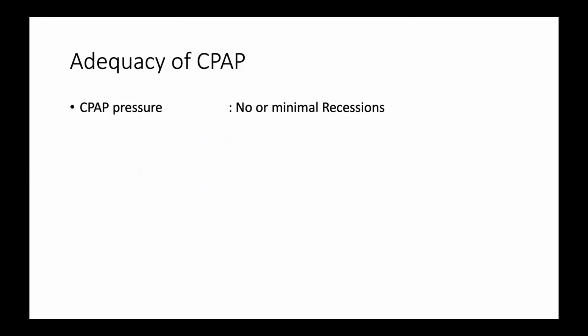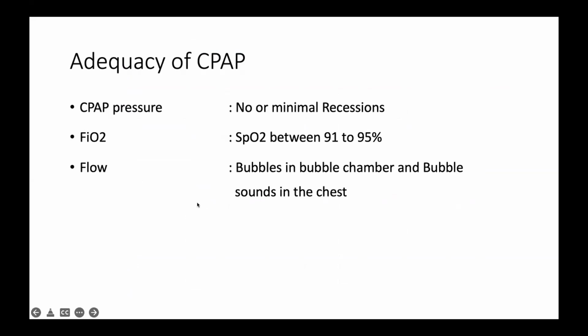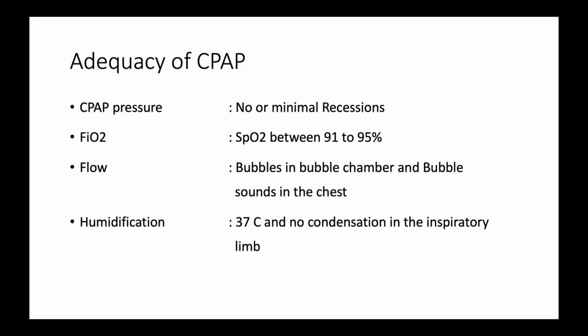How do we know that we are giving adequate CPAP? If the pressure is adequate, there will be minimal or no retractions. If the FiO2 is adequate, the saturations will be between 91–95%. And if the flow is adequate, there will be bubbles in the bubble chamber and bubble sounds will be heard in the chest. If the humidification is adequate, the temperature display on the humidifier will be 37 degrees and there will not be any condensation in the inspiratory limb. And if you touch the inspiratory limb, it will be warm to touch. And if you have a chest X-ray, the chest X-ray should show 6 to 8 spaces. If the chest X-ray is showing 6 to 8 spaces, FRC is adequate. That means your pressures are appropriate for that baby.